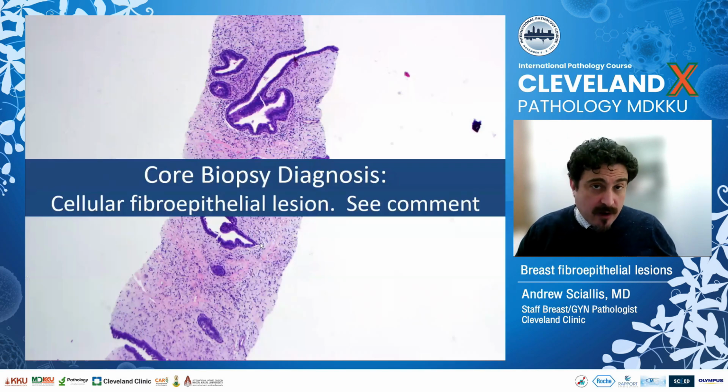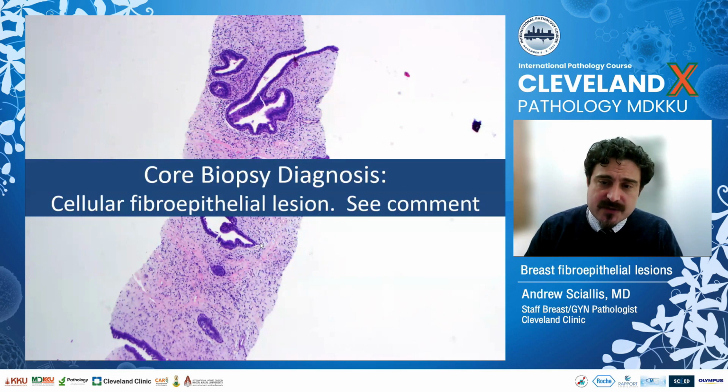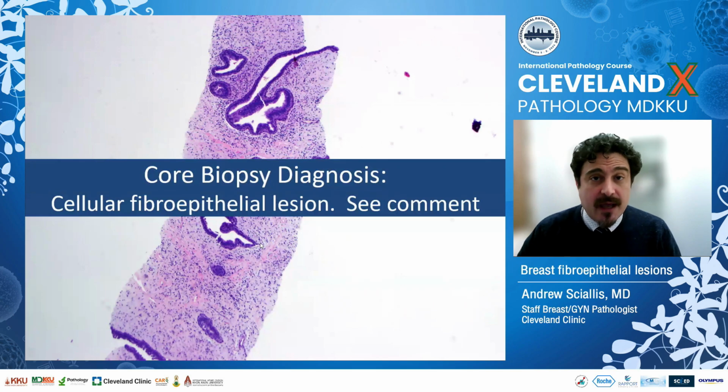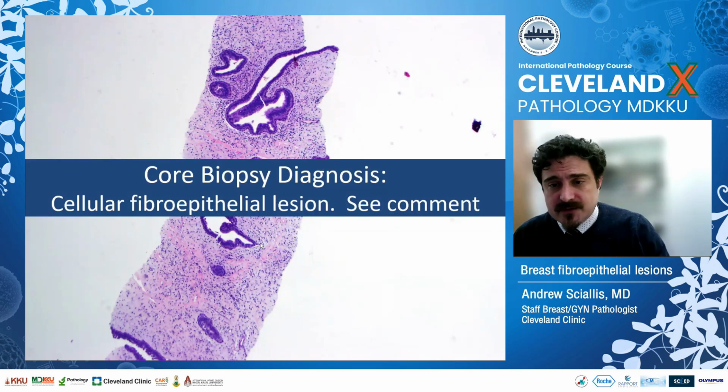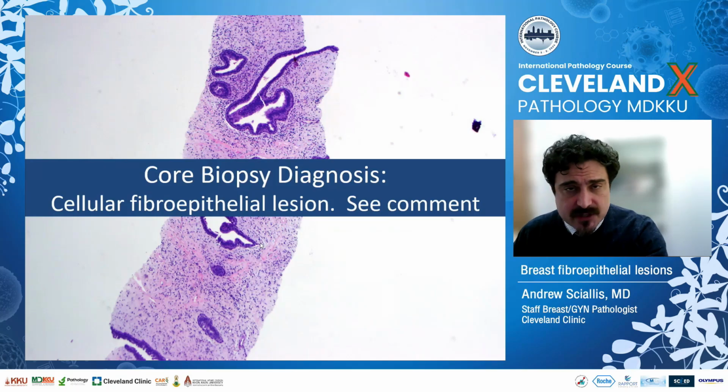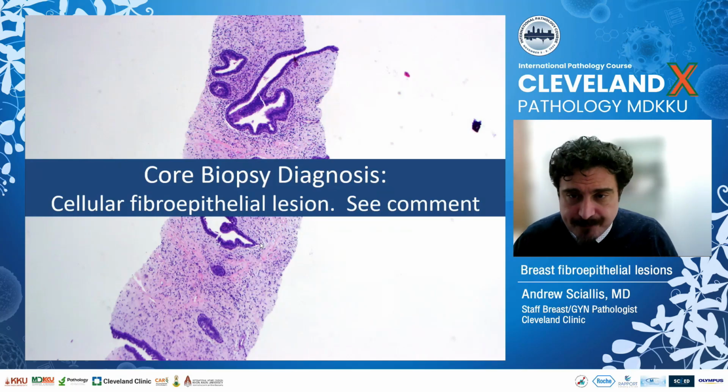But it deviated, to our group at least, and we made the diagnosis of a cellular fibroepithelial lesion, and then in a comment said that our differential diagnosis includes a cellular fibroadenoma and a benign phylloides tumor. And on excision, this was a cellular fibroadenoma.